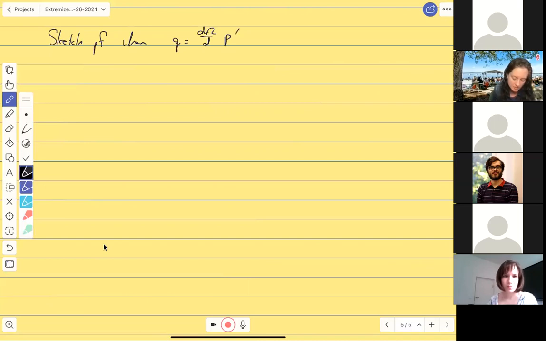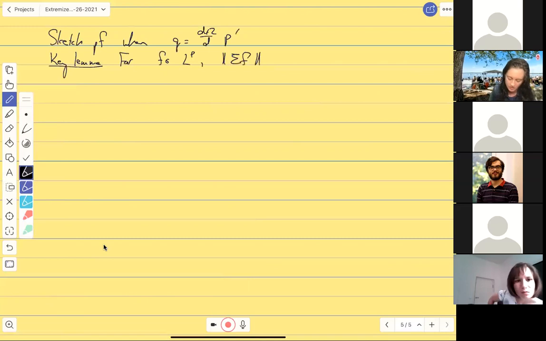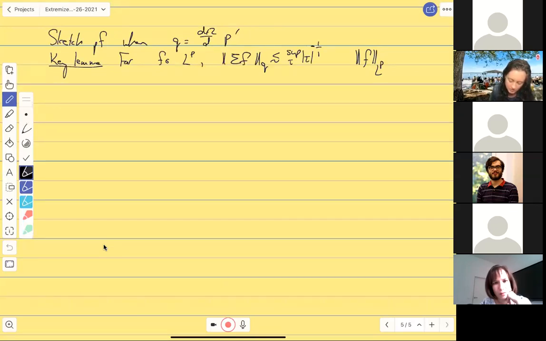Okay, and so the key lemma is that it's an improved version of the restriction inequality. It states that for f in L^p, the norm of the extension of f in L^q is less than... normally I would just have the norm of f in L^p over here. What I'm going to do instead is take the sup over tau of the size of tau to the minus 1 over p, times the norm of the extension of f_tau in L infinity.